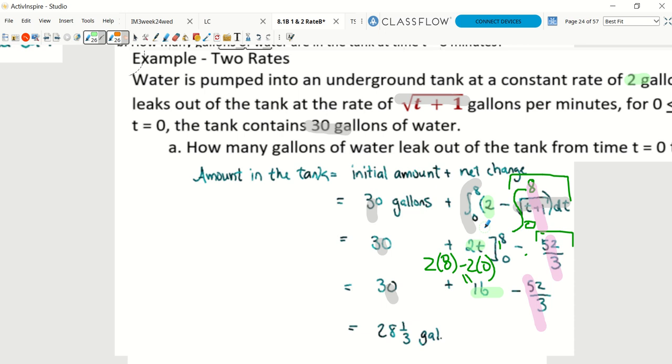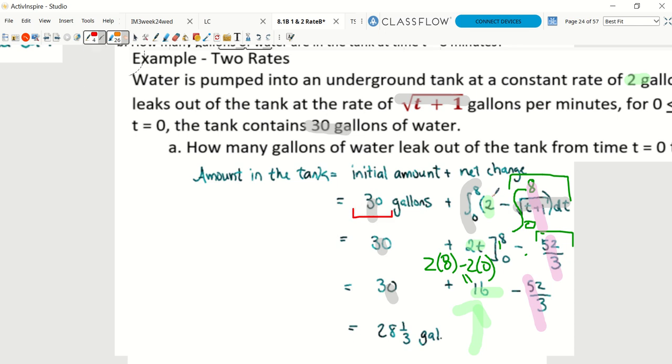But let's use common sense. Common sense says if you gain 2 gallons per minute and 8 minutes pass by, how many gallons do you have after 8 minutes? 16. So crazy, huh? Does our common sense way match the calculus way? Yeah.